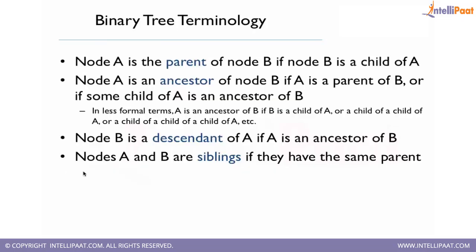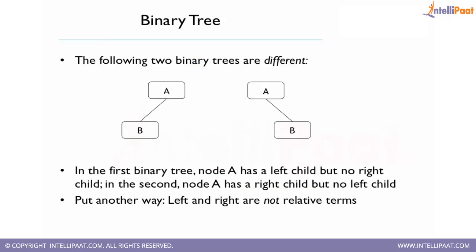Node A and B are siblings if they have the same parent. So if A and B have the same parent, like suppose there is a node called C here, okay, let's say C is here, then B and C will be siblings because B and C have the same parent called A.